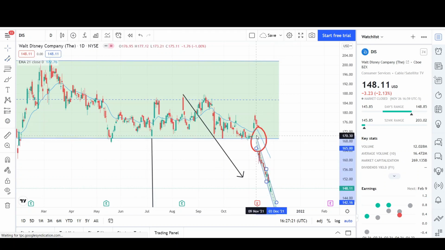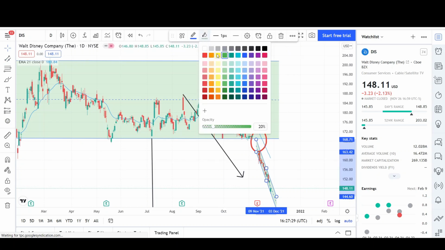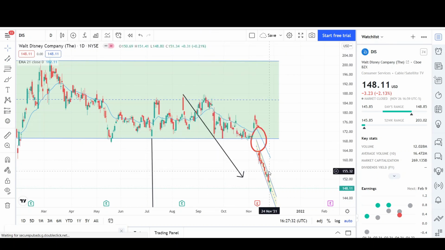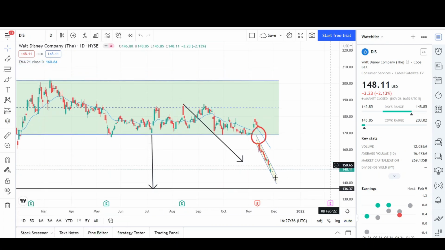Let me just fix it right now. Trap in all the prices. Let's make it yellow so you guys can see it more clearly. So as you can see here, all these price bars are still inside this downtrend channel.